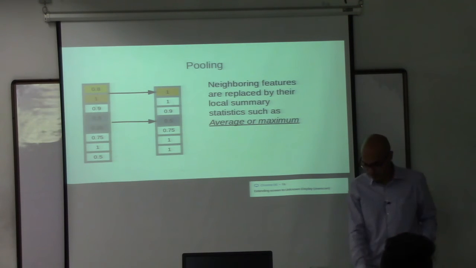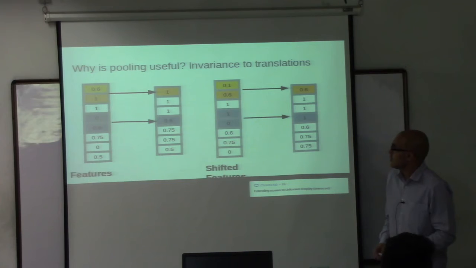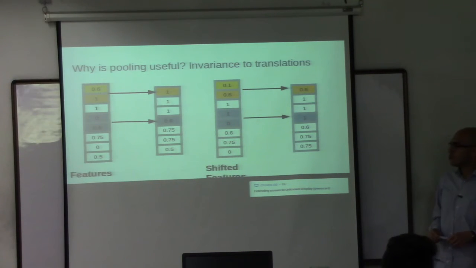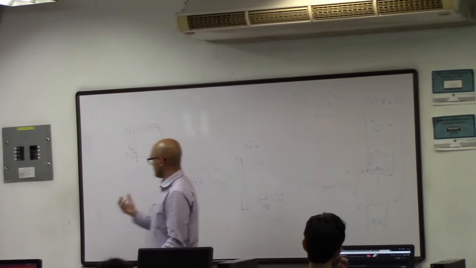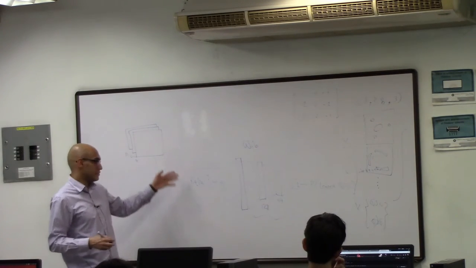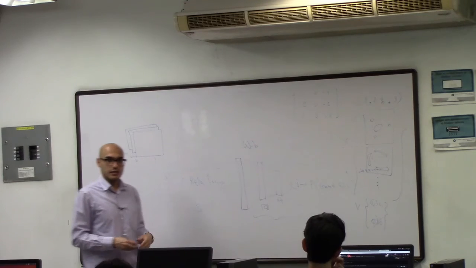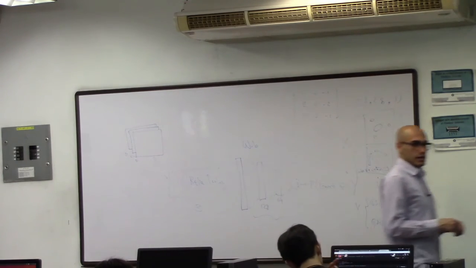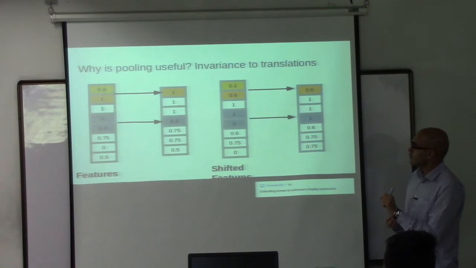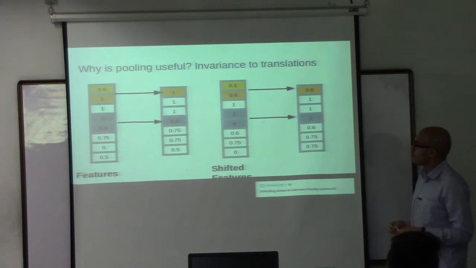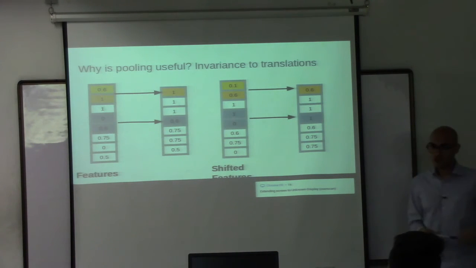So why do we care about the pooling? One reason is that it reduces the dimensionality of the features. When you have features that have lower dimensions, then the computational expense of the convnets becomes lower, right? So you have fewer parameters to estimate. But another reason why pooling is useful is that it is invariant to translation.